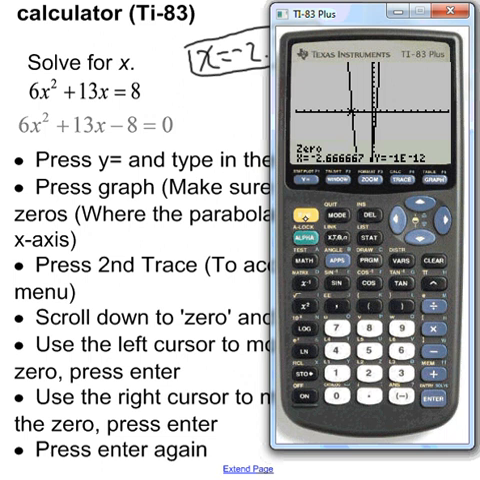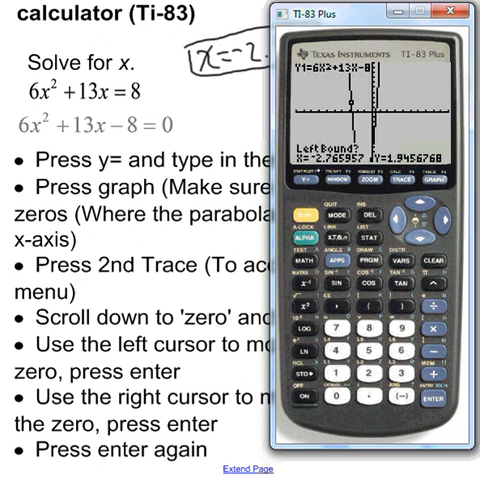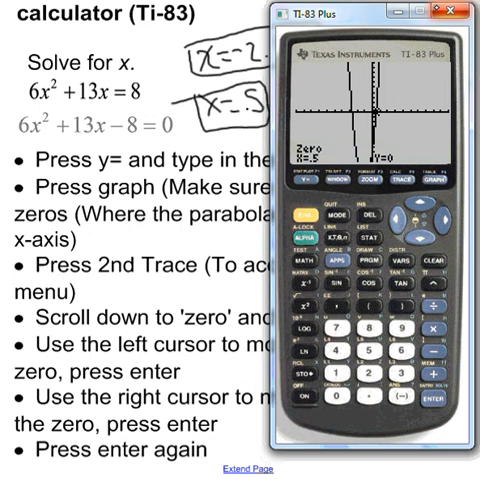To get the other 0, do it again. Press second, trace, go down to 0. It says left bound, so you want to move to the left of the 0. So this is the 0 I'm looking for. So I'm going to go to it first by using the cursor, and I want to move to the left of it. So there it is. I'm to the left of it. Press enter, move to the right of it, press enter again, and you get x equals 0.5. So these are the same solutions that we got with the other methods.